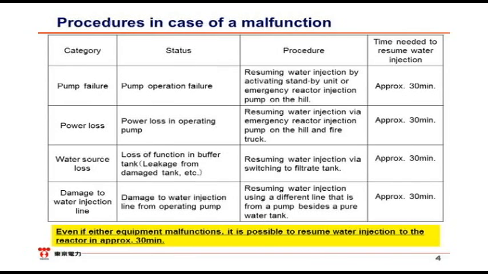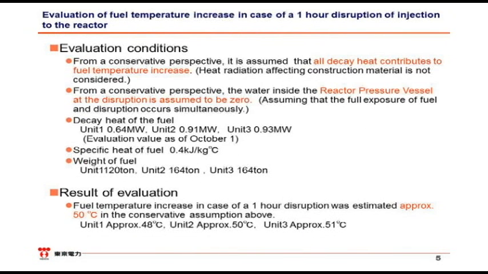If the feed water line was damaged, we resume water injection via a pump that is installed next to the pure water tank or via a hose that we have prepared for the accident along the regular line. As we have described so far, in the event of a single failure occurring, we are able to restart the injection within approximately 30 minutes. Relating to the evaluation of the reactor situation in the event that water injection is stopped, we assume that all of the decay heat contributes to the increasing fuel temperature based on the conservative evaluation of the condition that the reactor was in an adiabatic state.